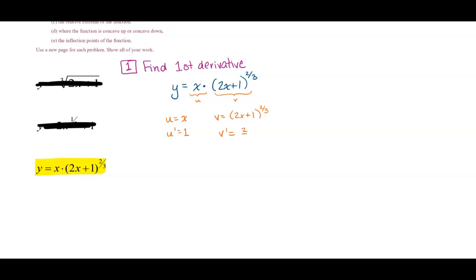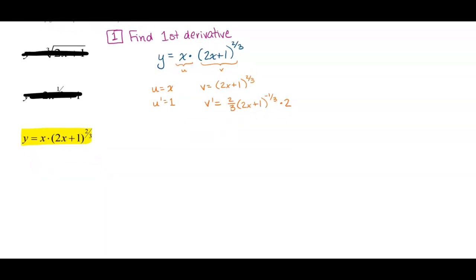To find the derivative, bring down the 2/3, keep the inside the same, subtract 1 from it gives me a negative 1/3, then I'm going to multiply by the derivative of the inside. Now, when I clean this up a little bit, this is in the numerator, this will be in the numerator, everything else will be in the denominator. So this will be v prime is 4 over 3 2x plus 1 to the 1/3 power.